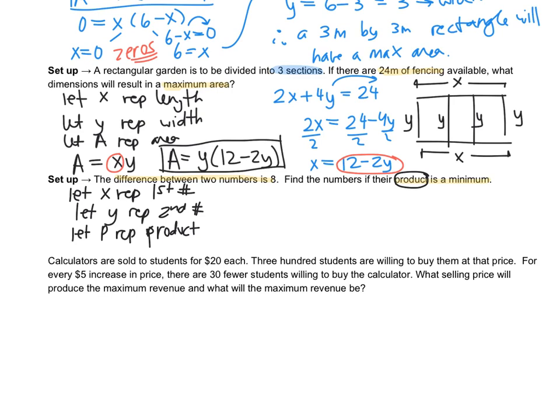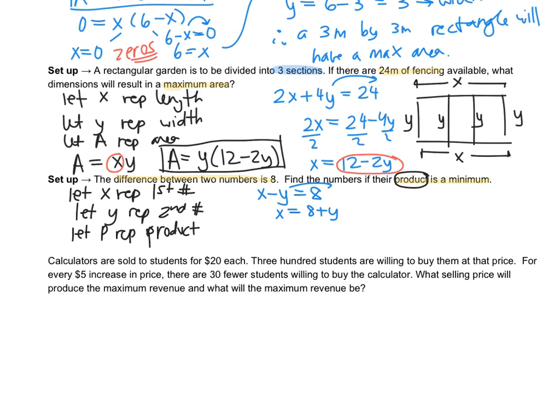Now, let's see that first statement I highlighted. The difference between two numbers is 8. So if I subtract x and y, so x minus y, I get 8. This is clearly not quadratic, so I'm going to isolate for a variable, and I choose to isolate for x because its coefficient is positive 1. So x equals 8 plus y. If you chose to isolate for y and you brought the x over, you'd have negative y equals 8 minus x, so you'd have to divide everything by that negative 1.